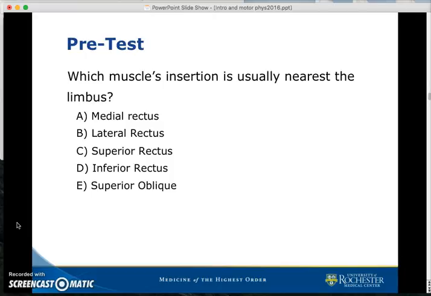Here's another pretest question. Read through it and pause if you need to, and then move on.